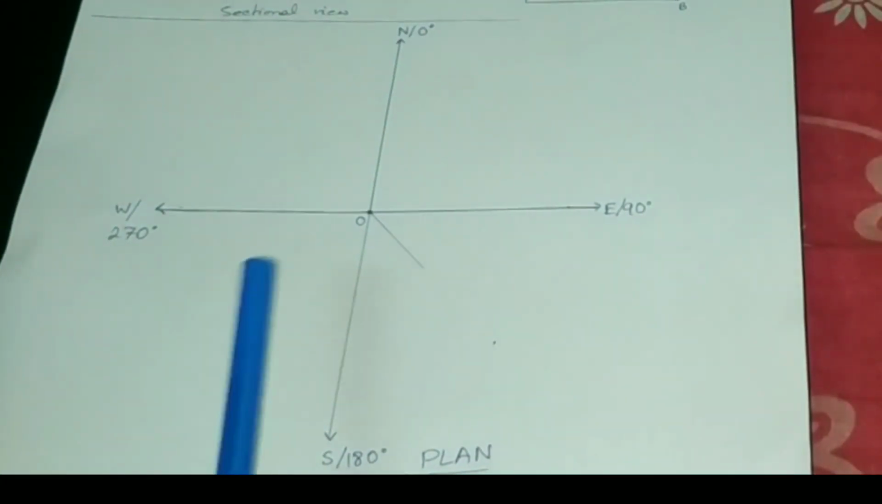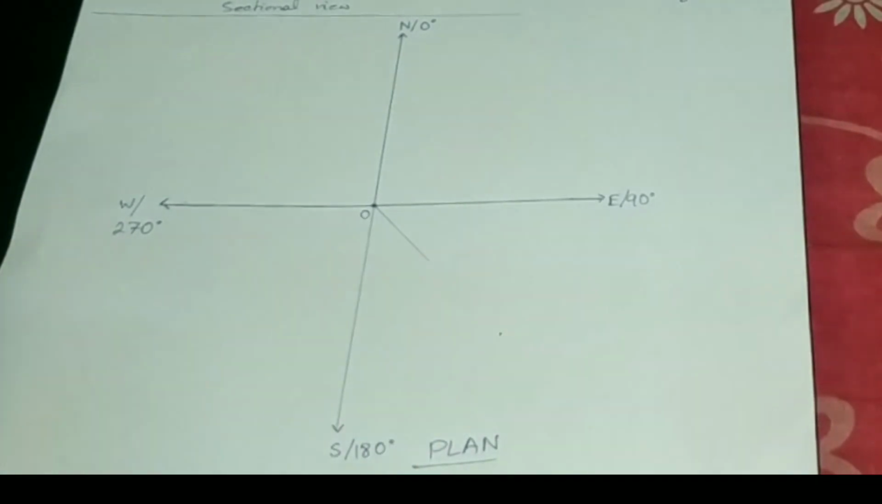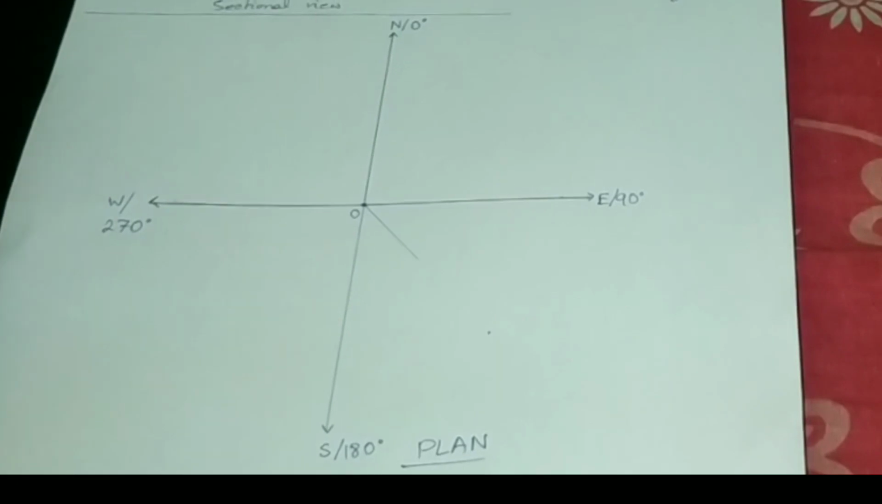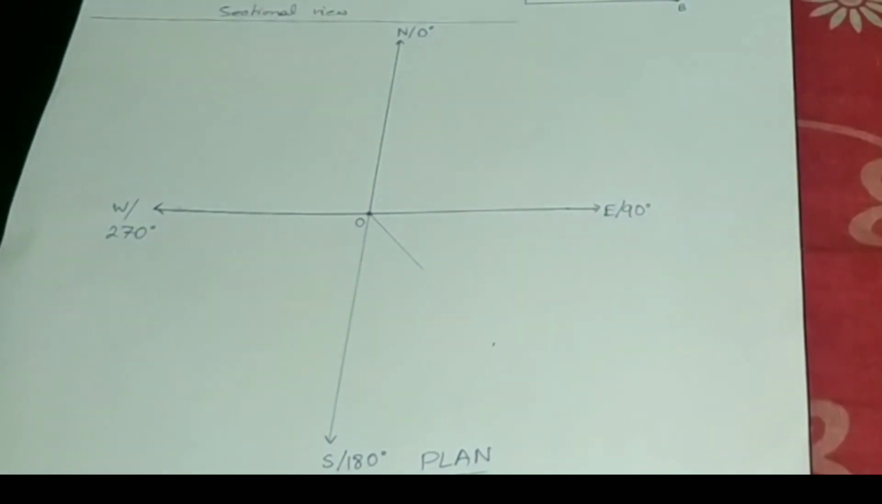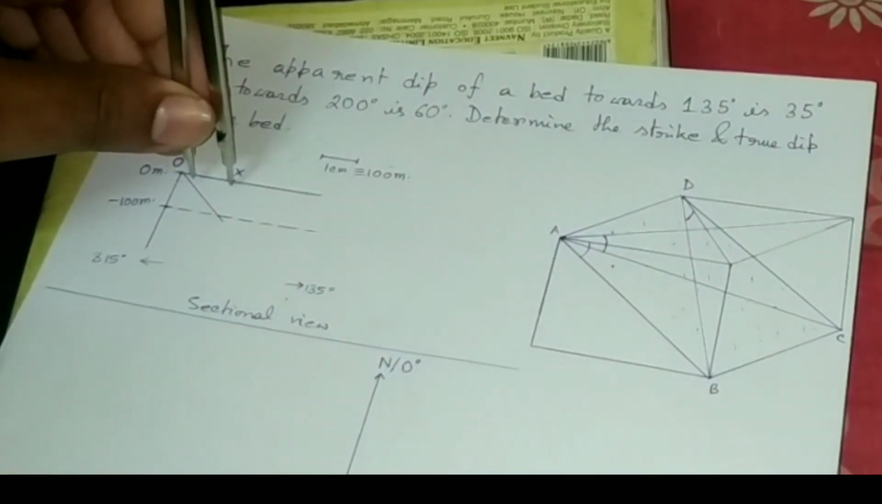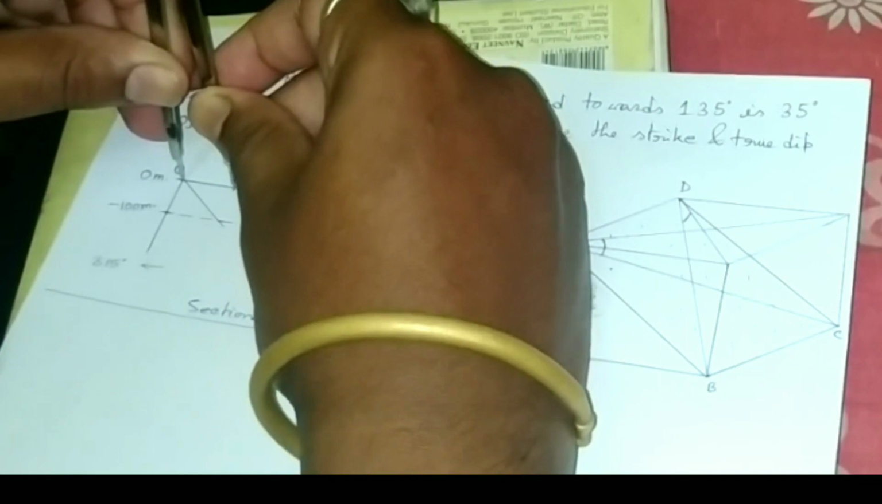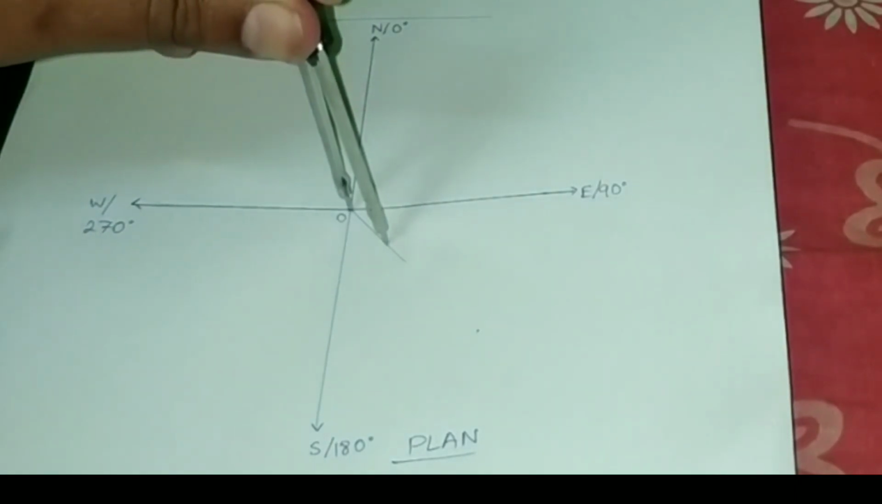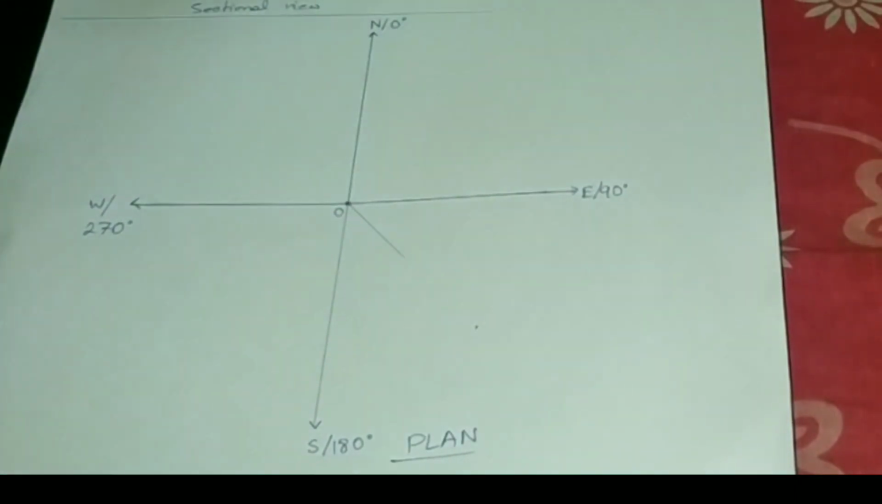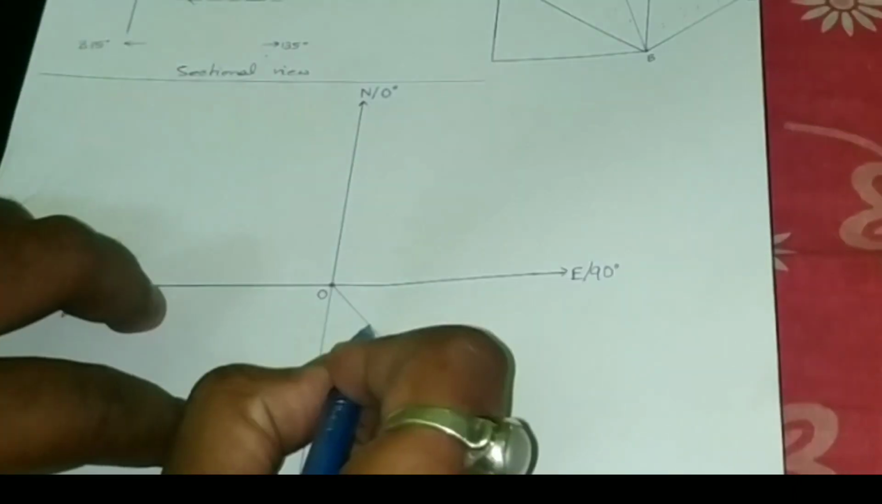This is the 135 direction. This is the line 135 and 315, and we have to take this OX strike spacing, and we will be plotting this strike spacing on that line.